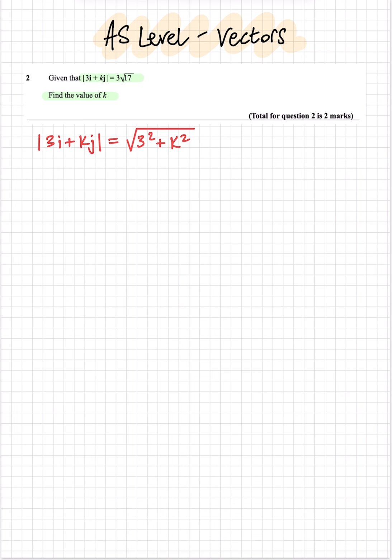So I'm going to start by replacing the left-hand side with that square root. Okay, so we've got 3 squared plus k squared, all square rooted, because that's how we would find the magnitude of that position vector. But the question's telling us that it equals 3 root 17.